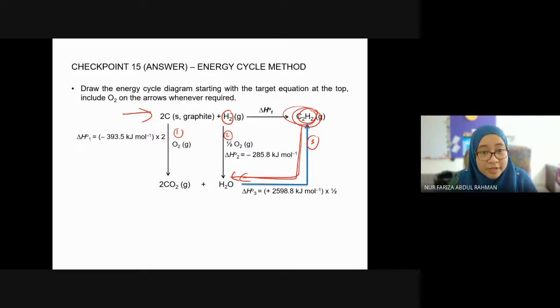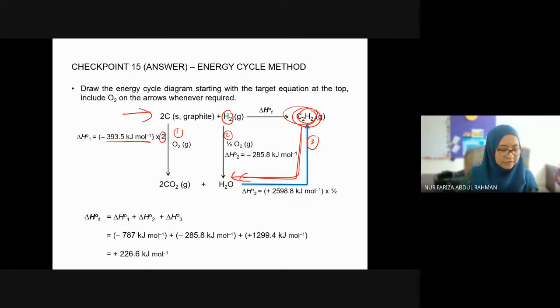So make sure when you multiply by 2, you must multiply the enthalpy change as well, right? So that is all. We have two more checkpoints. Please complete the checkpoints. I'll show you the working tomorrow, and then we will try to finish up the topic.